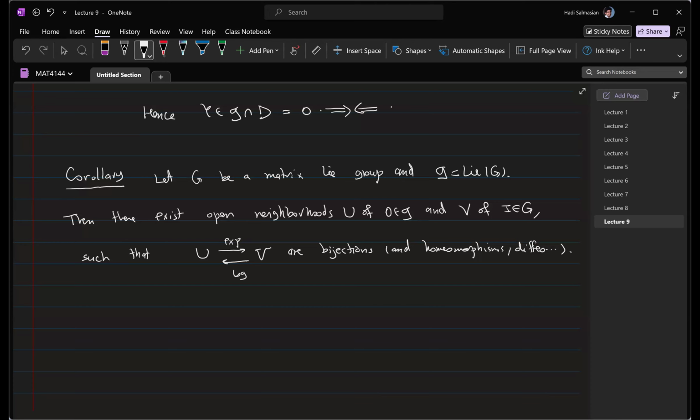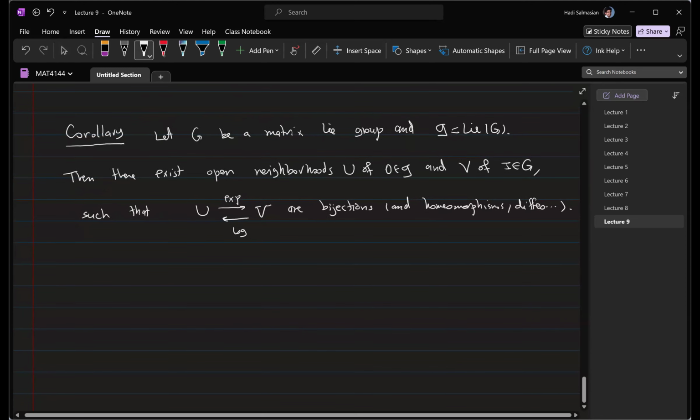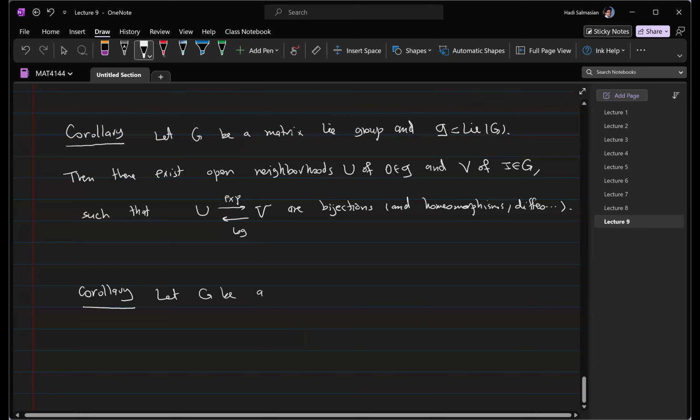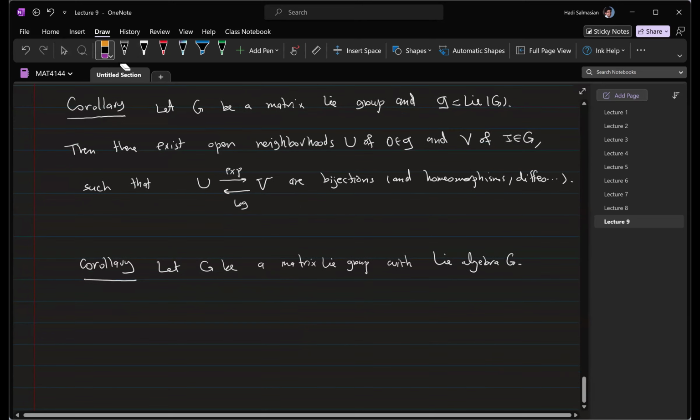Okay, so maybe here's another corollary. I mean, this is a little bit technical for those who are familiar with the concept of a manifold. If you do not know manifolds well, it's okay. In this course we will not really use a lot of manifold theory, so it's okay if you didn't understand this statement very profoundly. So the claim is that G is a matrix Lie group, with Lie algebra little g.